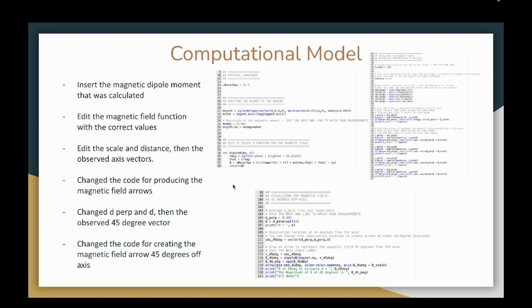And now we get to the computational model. So I inserted the magnetic dipole moment that was calculated here, and then I edited this function which creates the magnetic field, and then I changed the code for producing the magnetic field arrows and edited the scale and distance, then the observed axis vectors on visualizing the magnetic field on the axis and perpendicular to the axis here. Then down here I changed dperp and d, and then the observed 45-degree vector, and then I changed the code for creating the magnetic field arrow 45 degrees off axis.